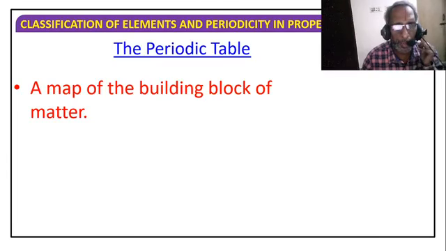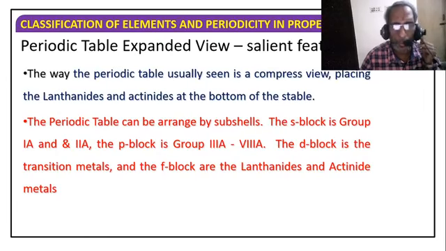The periodic table is the map of the building blocks of different types of matter. Matter is made of elements, different types of elements. In the expanded view of the modern periodic table, the salient feature is that lanthanides and actinides are at the bottom of the table. The periodic table can be arranged by subshells: s subshell, p subshell, d subshell, f subshell. These are called s block, p block, d block and f block elements. We have seen that s block elements are the first A and second A groups as per Mendeleev, or first and second groups as per Moseley.